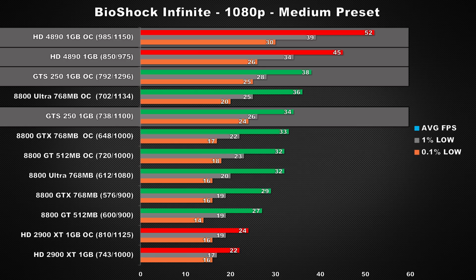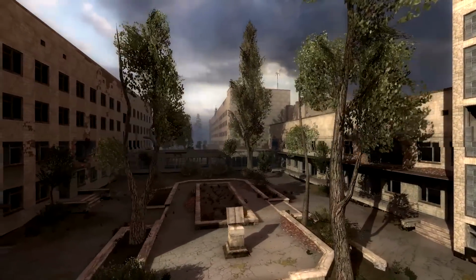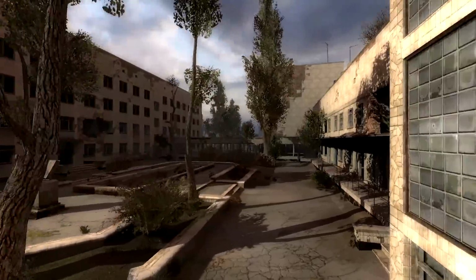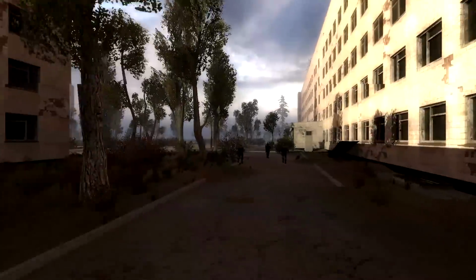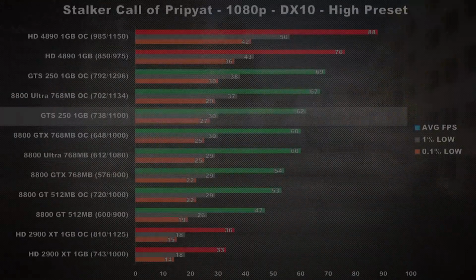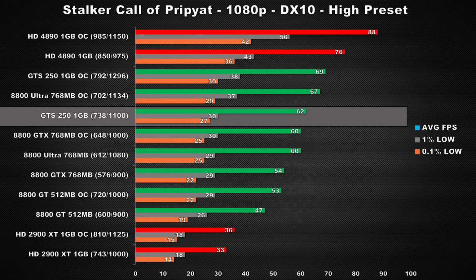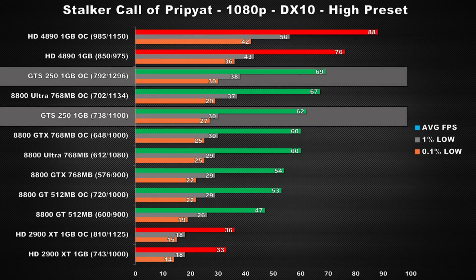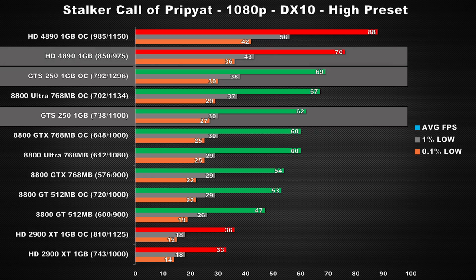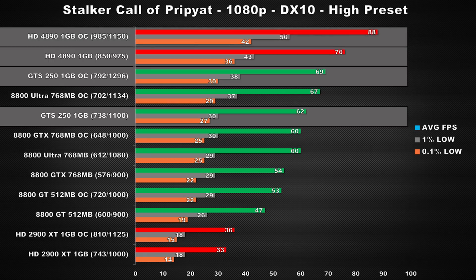And moving right along, we have an older must-play title, Stalker Call of Pripyat. And here we're using the high preset with DX10 enabled. The GTS 250 averaged 62 frames per second, and overclocked we saw an 11% increase to 69. Now the HD 4890 saw an average of 76 frames per second, and overclocked saw a 15% gain to 88. Again, another great result for both cards, but the 4890 dropped it into third and didn't look back.